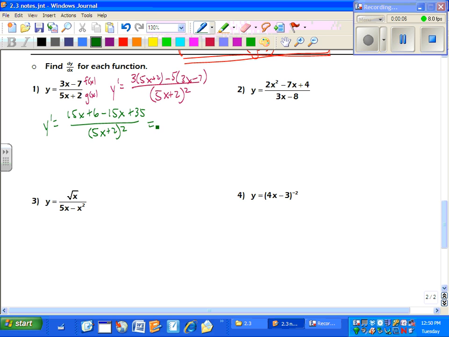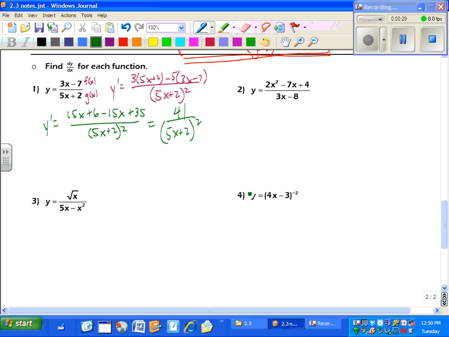Alright, so for this one, we're just combining like terms on top. So 15x minus 15x cancel out, giving us 0. 6 plus 35, we get 41 over (5x plus 2) squared. That's it. That's your derivative. Number 2 is pretty similar. Won't go over that one right now.